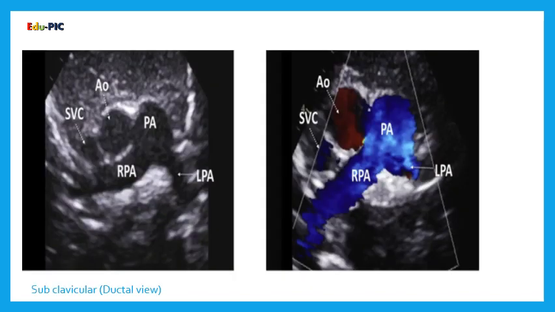Then from the parasternal short axis view, if we just move the probe 2 or 3 intercostal spaces to the clavicle, we can see the ductal view. So we can see in this view the pulmonary artery, and this is the right pulmonary artery, left pulmonary artery, and this is a good view to assess the presence and the size of the PDA.